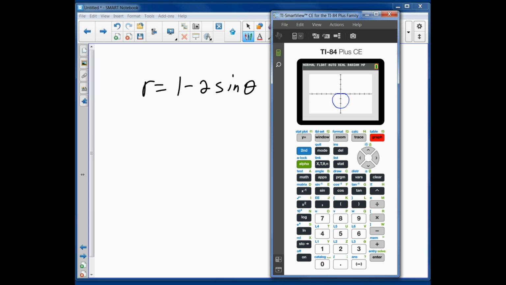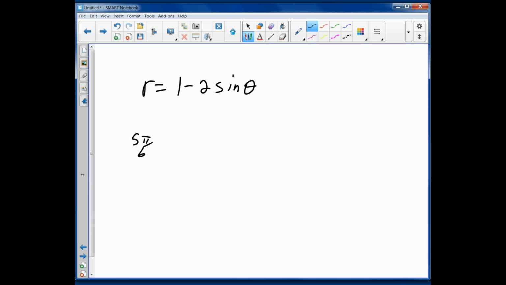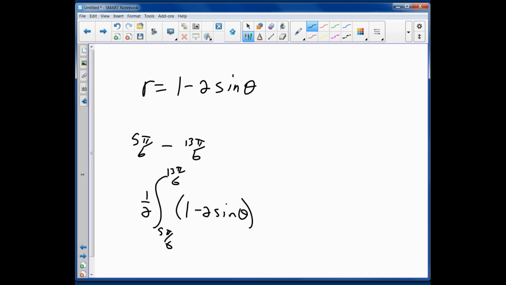And then we have to subtract the circle off? Is that right? Okay. So I need the integral from 5 pi over 6 to 13 pi over 6 of 1/2 times (1 minus 2 sine theta) squared d theta, minus the integral from pi over 6 to 5 pi over 6 of 1/2 times (1 minus 2 sine theta) squared d theta.